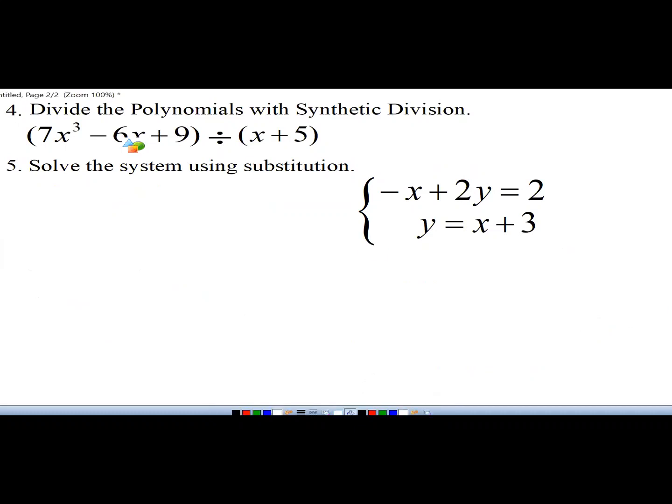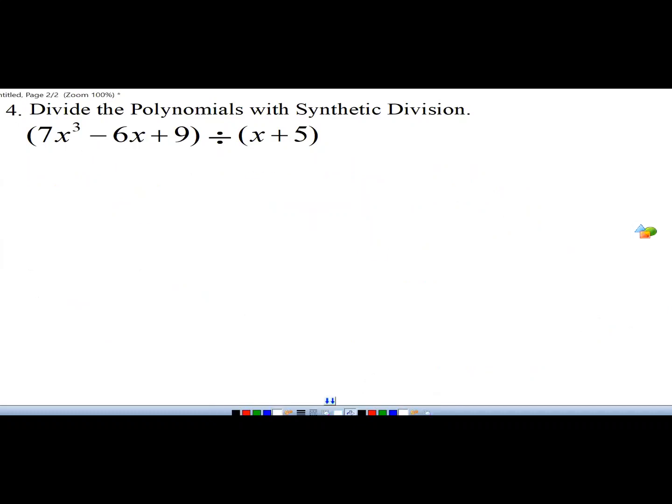All right. Let me go over number 4. Let me make some space here. Step 1. Is it in standard form? Let's see. 3rd degree, 1st degree, 0 degree. Yes. Are there any powers missing? Yes, the 2nd power. I'm going to box it to remember that. The second polynomial: 1st degree, 0 degree, nothing missing, standard form, yes.